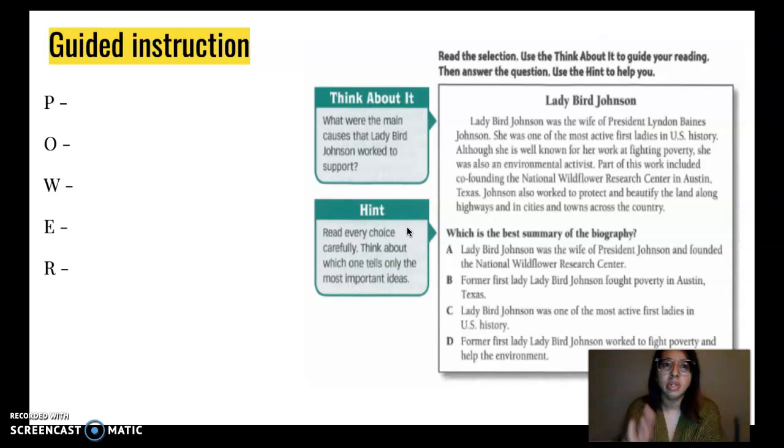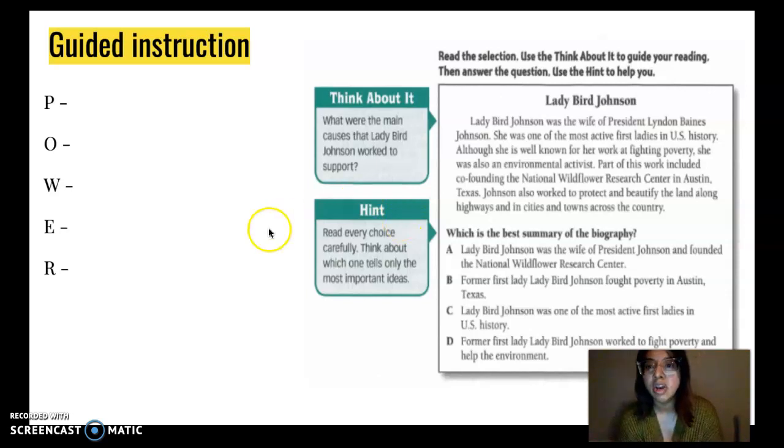What you're going to do now is read the selection on Lady Bird Johnson. I want you to try to fill out POWER for yourself and write it and think of a gist. You can do that on a notebook sheet of paper. You can do that in your mind. But right now, go ahead and hit pause. And when you're done, hit play to continue.